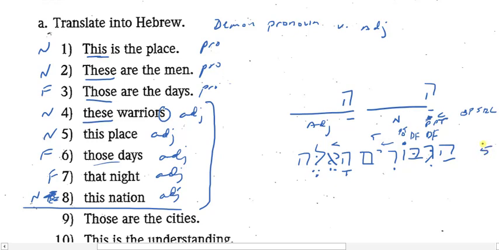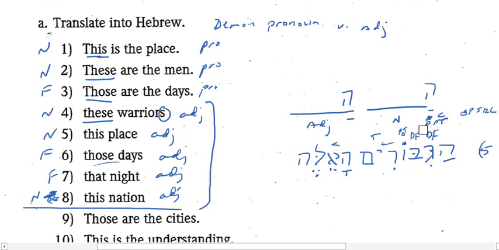If we were translating this, following the literal order, it would be what? The warriors, these. Which sounds wonderful, doesn't it? The warriors, these. How will you make that good English?